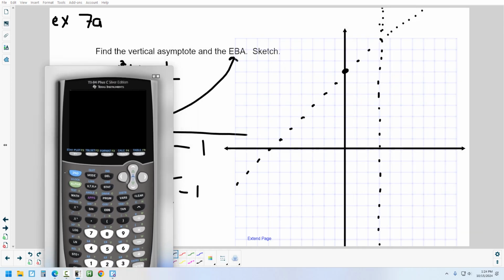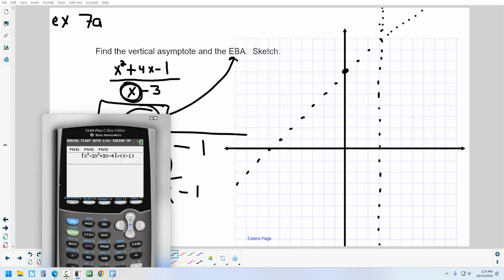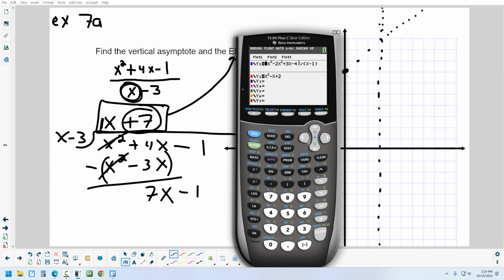Okay, so now to figure out what the sketch is going to look like, type it in on y equals. Type in the original problem, and again make sure you use parentheses, plus 4x minus 1. And we're going to divide by x minus 3. Now, you can't plug in 3. If you go to the table and you do 3, it's going to say error, because that causes you to divide by 0. But let's pick a number really close to 3.